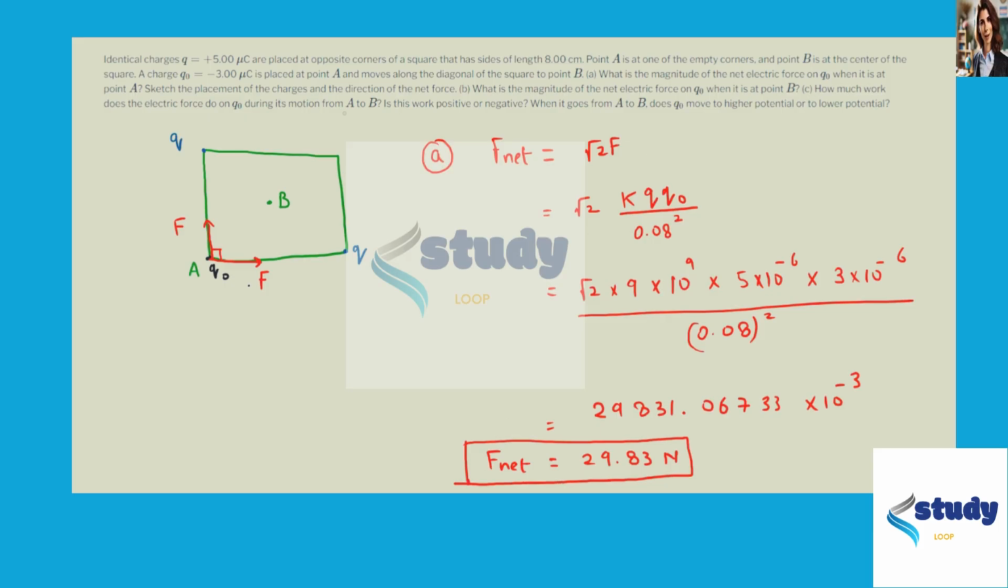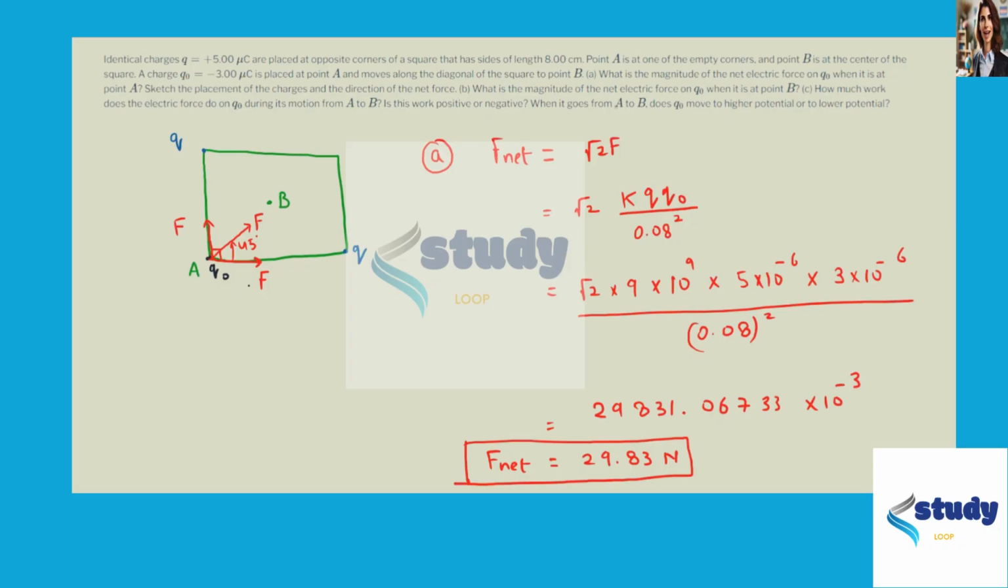Now it says to sketch the placement of the charges, which we have already done, and the direction of the net force is over here, at an angle of 45 degrees because they are at 90 degrees.